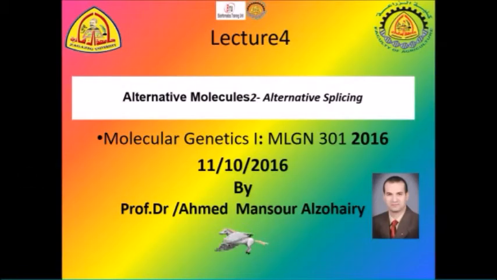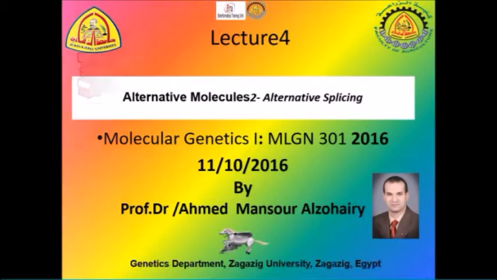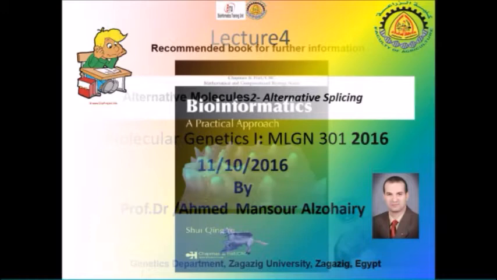Hello everybody, today we'll talk about lecture number 4 from Alternative Molecule 2, Alternative Splicing. Today's topic is Alternative Splicing, and this lecture is part of Molecular Genetics 1 MLGN 301 2006. In today's lecture we will talk about a very important process that happens in the cell: alternative splicing.